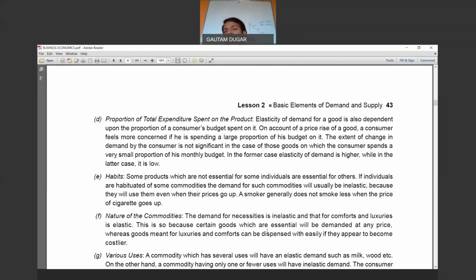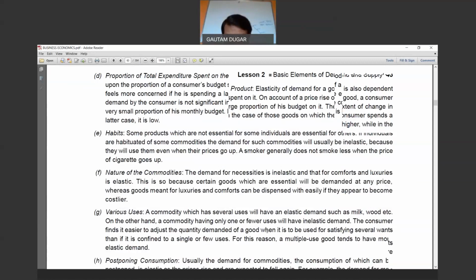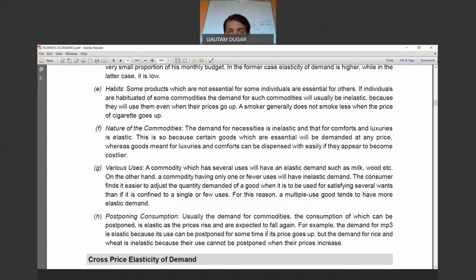And various uses. If a commodity can be put to a number of uses, to many uses, the demand will generally be elastic. And in the case of a commodity which cannot be put to many uses, the demand will be inelastic. Next, postponing consumption. If it is possible to postpone the consumption of a commodity, demand would be elastic. And if it cannot be postponed, demand would be inelastic.